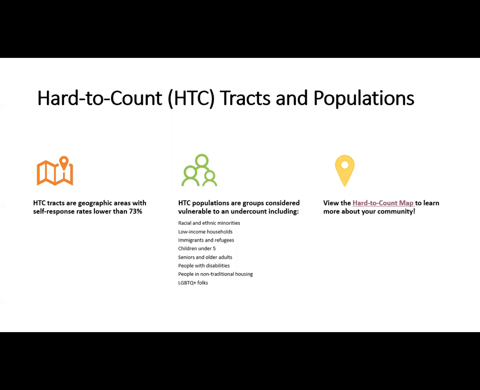And something to consider, not all the libraries in Rhode Island serve communities that have hard to count tracts. The hard to count tracts on our map are pretty concentrated in the urban core for the most part, but every library serves hard to count populations. We all serve children under the age of 5. We all serve seniors, people with disabilities, and so on. So all libraries, even if you don't have hard to count tracts in your town, should still be promoting the census and thinking about how you might be able to target those particular populations.